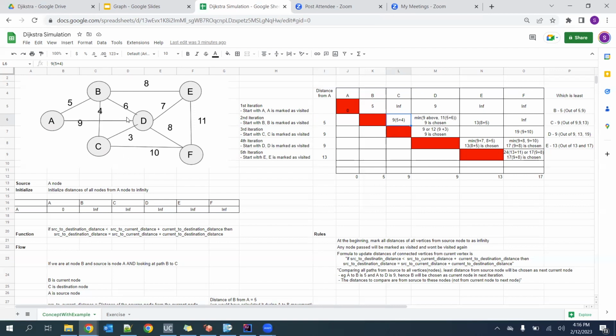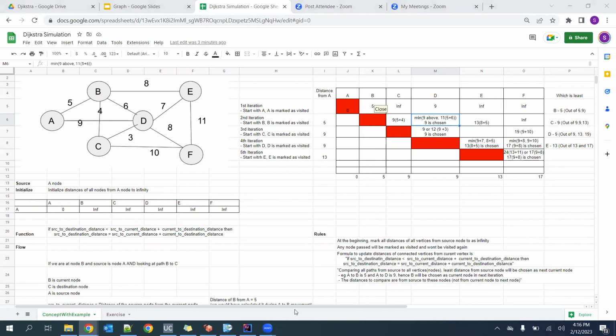Now B to D. B to D is 6, and we already had 5 for A to B, correct? So 5 plus 6 becomes 11. But 11 is greater than 9, right? Because A to D was 9 already, correct? So we'll keep 9. It's the minimum of 9, which is this, and the distance via A, B, and D, which is 11. So the minimum of 9 and 11 is 9. So we'll choose 9 only.